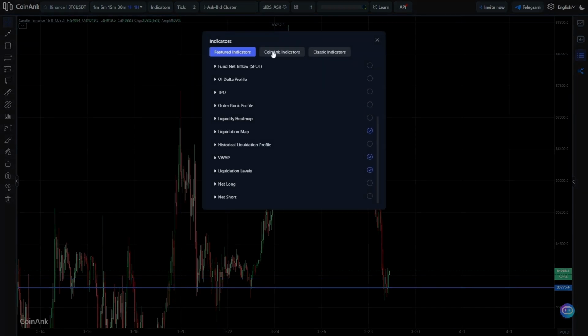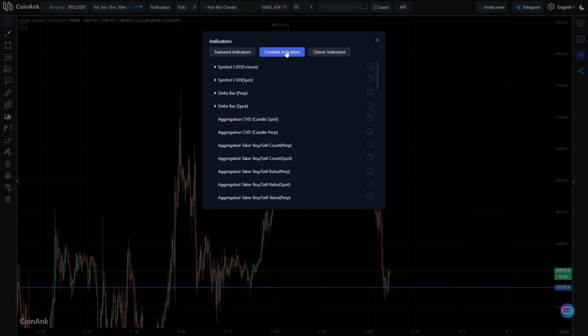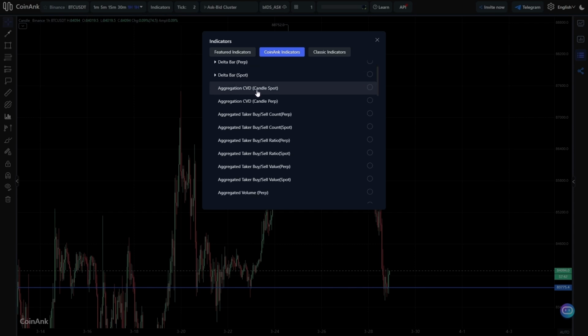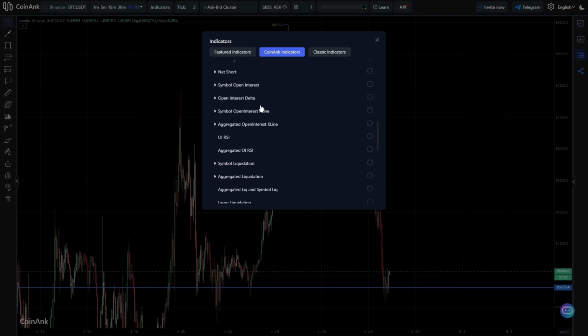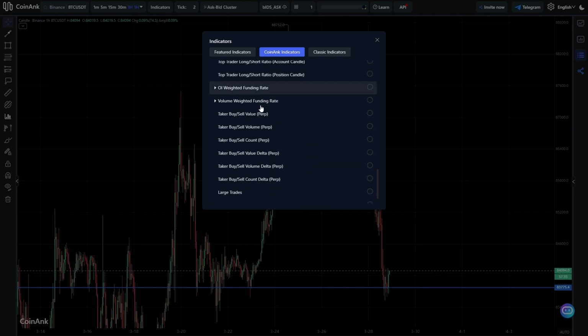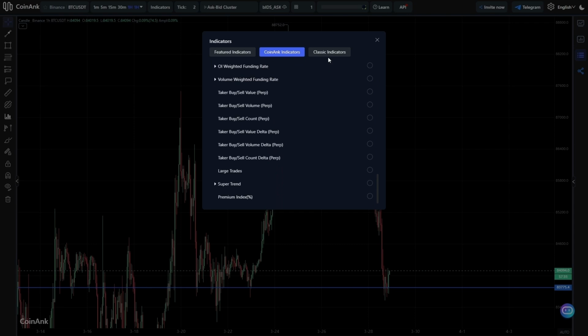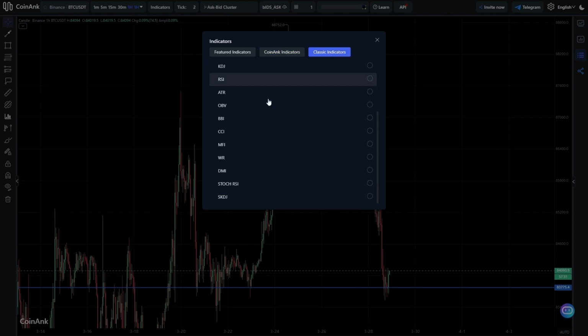You can have a quick look at what else is there. You have the CoinAnk indicators themselves. You have CVD, which some people also like to use. Delta bars, aggregation CVDs. You can just scroll through and play with it for a bit. It's all up to you. You have also the classic indicators: volume, MACD, EMAs, Bollinger Bands, and so on.